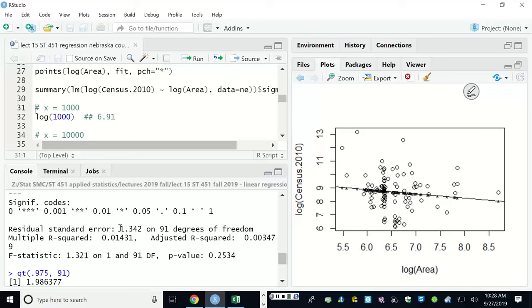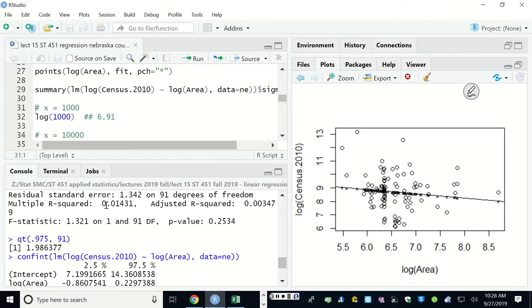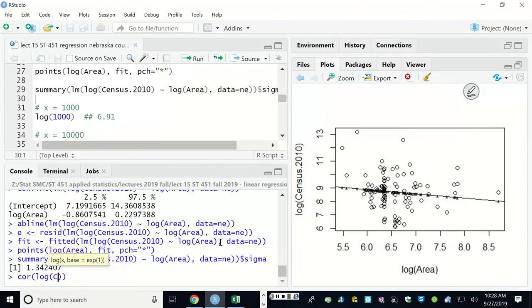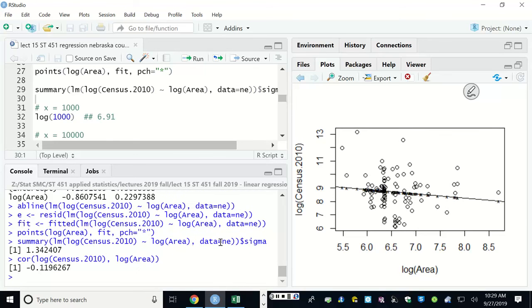The residual standard error is what it's called here in R. It's the 1.34. We'll study R squared, the percent of variability in the y that is related to this. Only about 1%. That's not very good. The correlation's quite small. Let's do correlation, of log census 2010 versus log area. This is negative 0.12, pretty small.